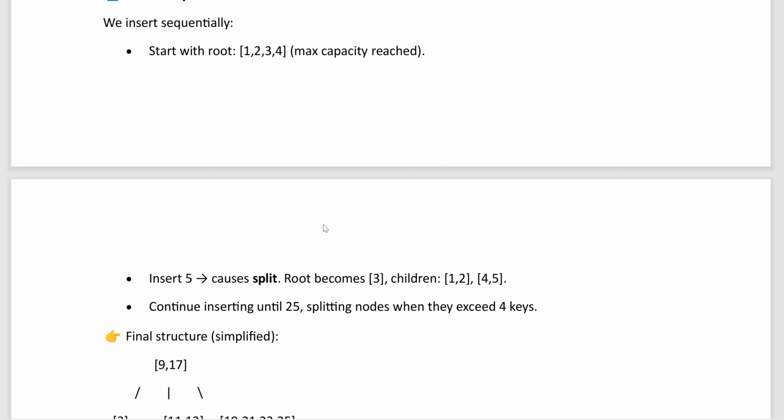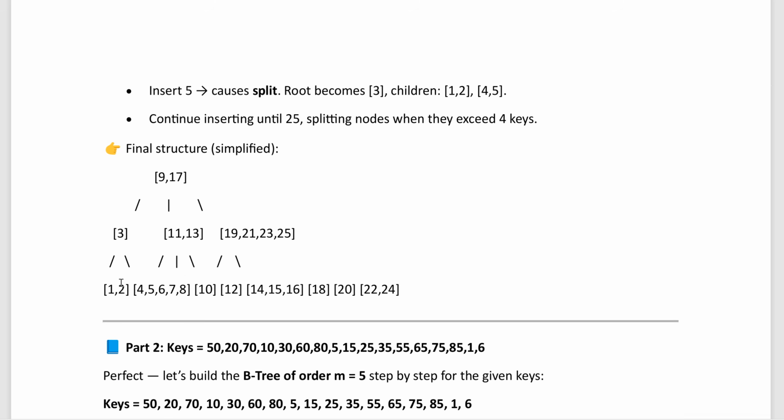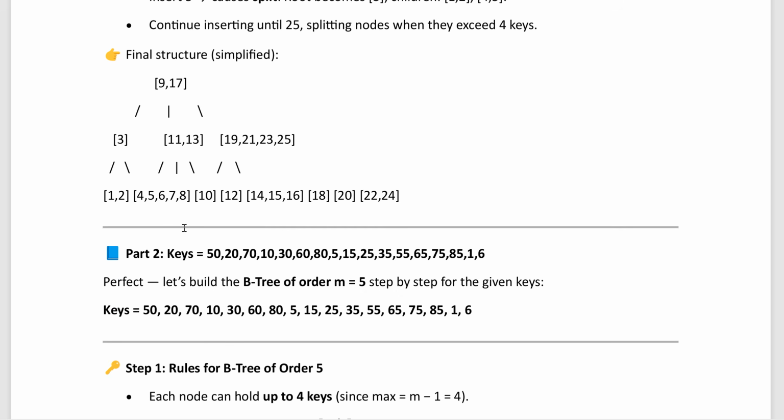the root becomes the middle key, that is 3 in this case, and the children become the left child containing the keys 1, 2, and the right child containing the keys 4, 5. In this manner we continue to insert all the keys up to 25, and this will result in a B tree like this. So this is the solution, or you can say the B tree of order 5, for the first set of keys. Similarly, let us solve the second part.